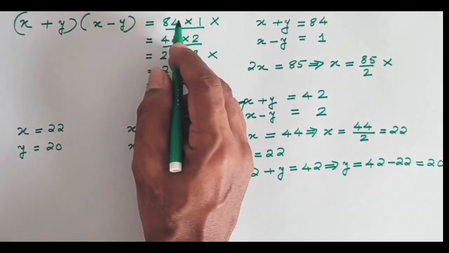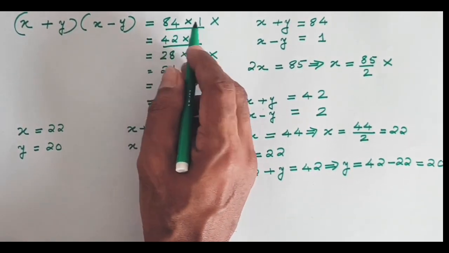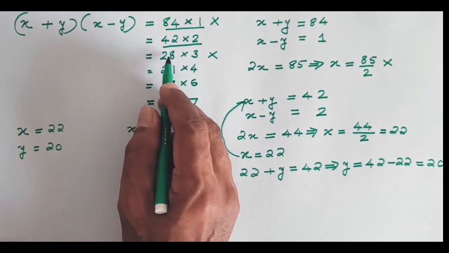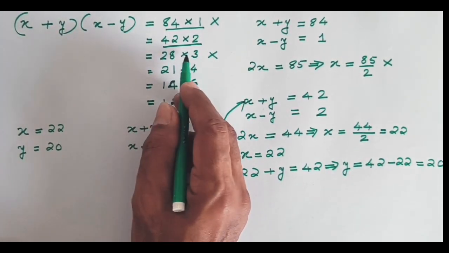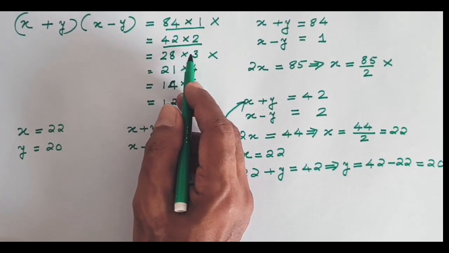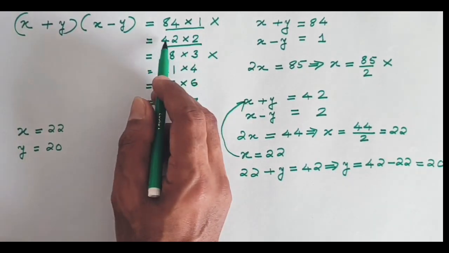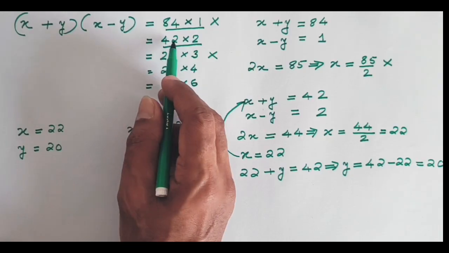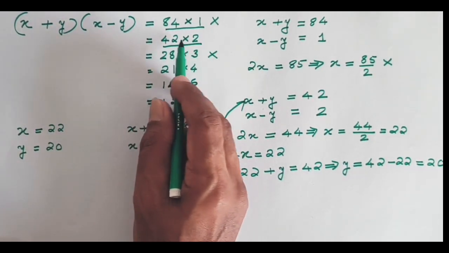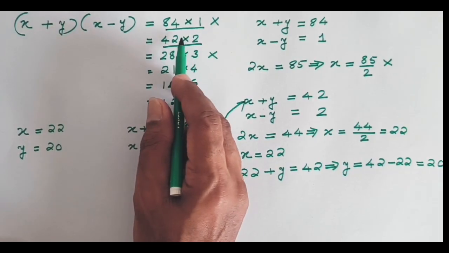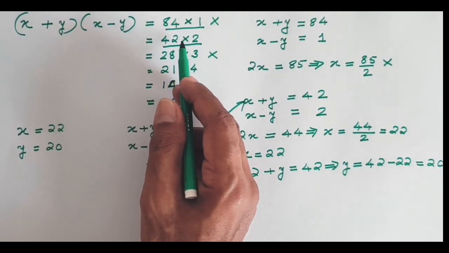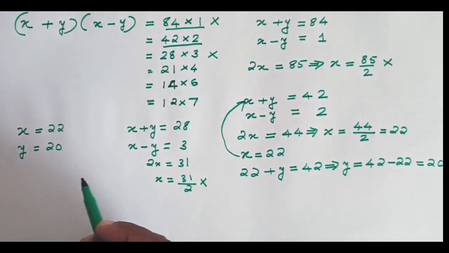And if you look at these two, the sum of these two numbers, 84 and 1, is an odd number, 85. Here again, 28 plus 3, 31, which is again an odd number. So in such cases, we will not be able to find x and y as positive integers. Whereas in the second case, corresponding to which we had a solution, which is 22 and 20, look at the numbers 42 and 2. They are both even numbers. And the sum of two even numbers is again an even number. That's why we had a positive integral solution.